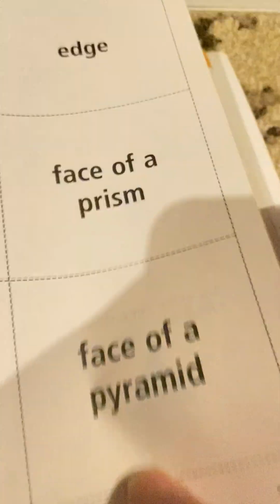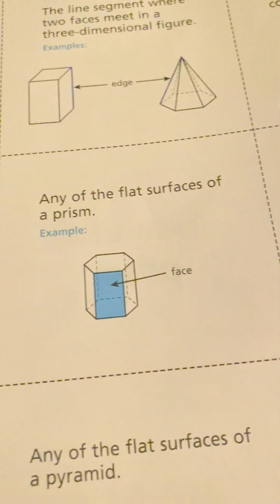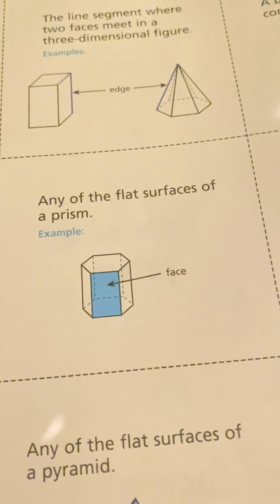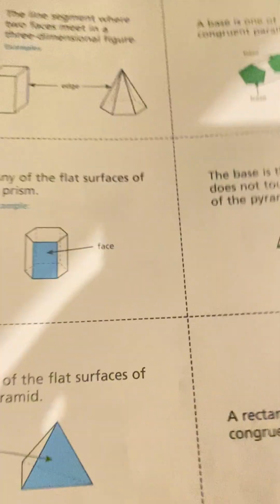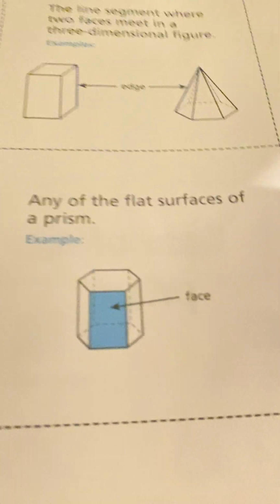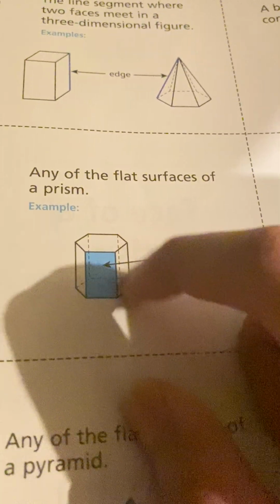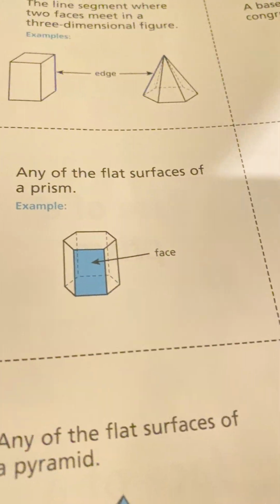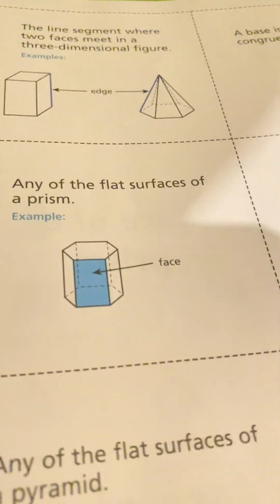And, in case you were wondering, a face is any flat surface on a 3D shape. The face of a prism is any of the flat surfaces of a prism. So, for example, we can see that in this prism, the rectangle is a face because it is a flat surface. So, yep, there we go.